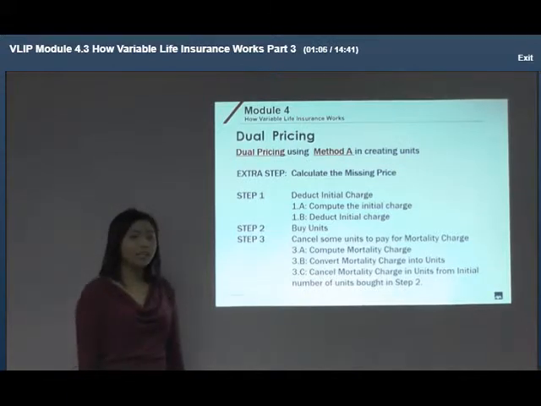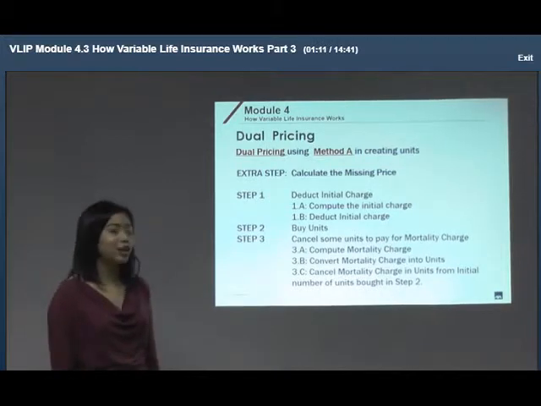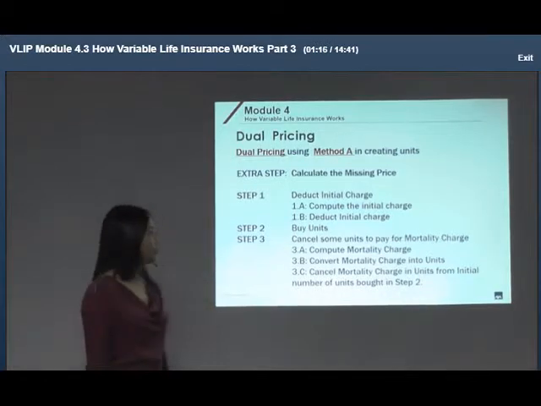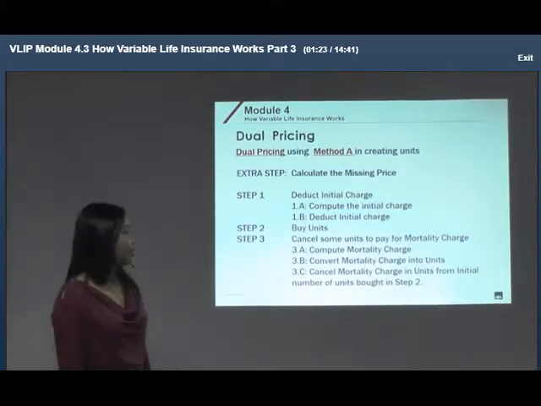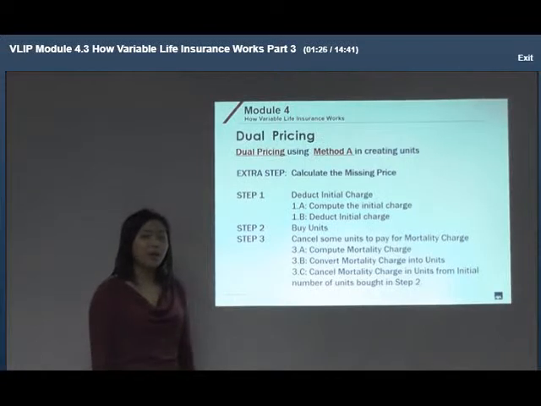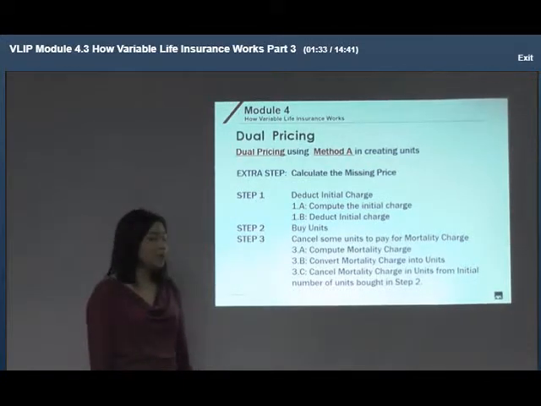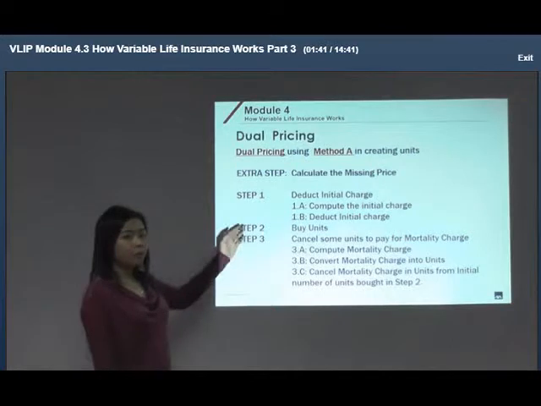Step 1 is to deduct the initial charge. To do that, we have to compute for the initial charge first, and then deduct it from the initial VL premium. Step 2 is to convert the initial VL premium net of initial charge. Step 3 is to cancel some units to pay for the mortality charge. To do that, we need to calculate for the mortality charge, convert the mortality charge in units, and last is to cancel the mortality charge in units from initial number of units bought in step 2.